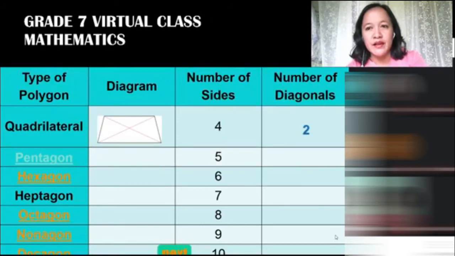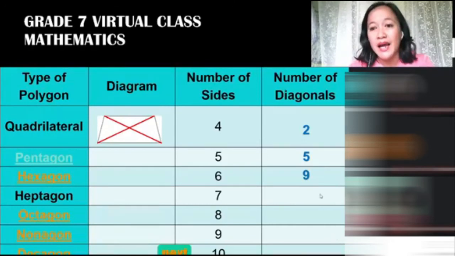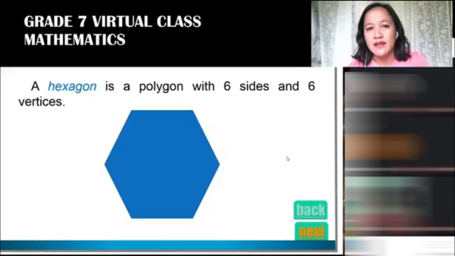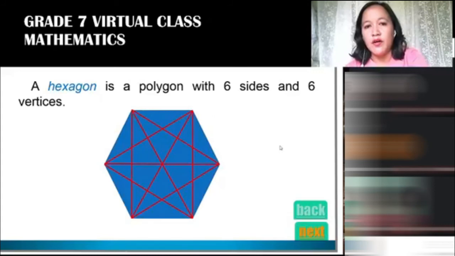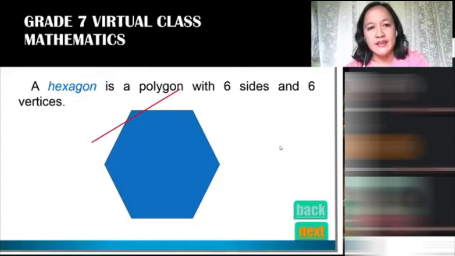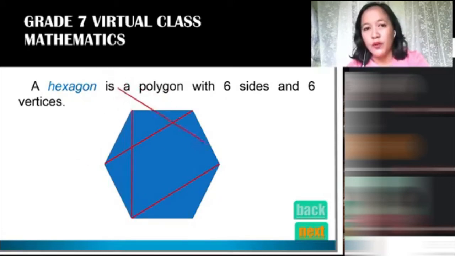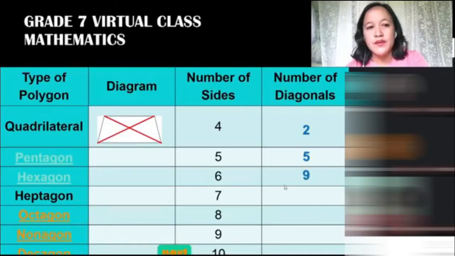Okay, so that is our quadrilateral, 2 diagonals. The pentagon has 5 diagonals. The hexagon has 9 diagonals. So, how is that? As you can see, these are the diagonals of our hexagon. So, 1, 2, 3, 4, 5, 6, 7, 8, and 9. Okay. So, correct, a hexagon has 9 diagonals.